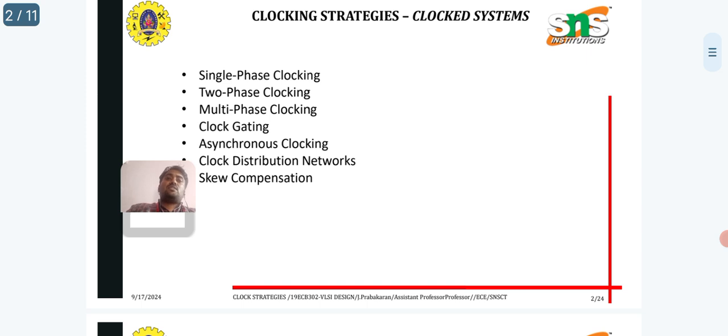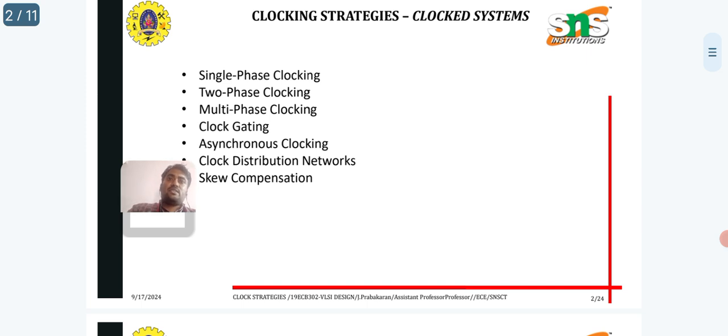Advantages of this multi-phase clocking are that it can support higher throughput in pipeline systems and help reduce timing issues in complex systems. Some of the disadvantages are that the circuit is more complex to design, and it is more difficult to manage clock skew and timing issues. And the next one is clock gating.